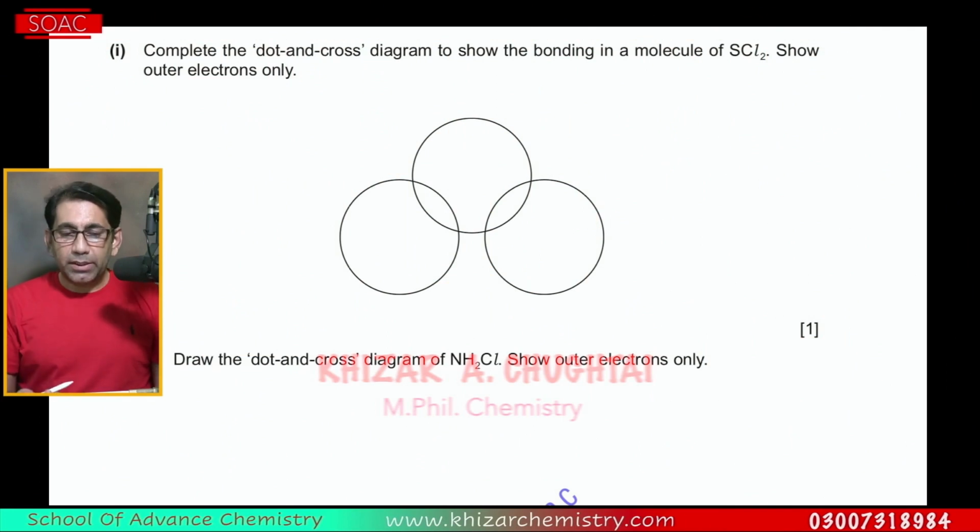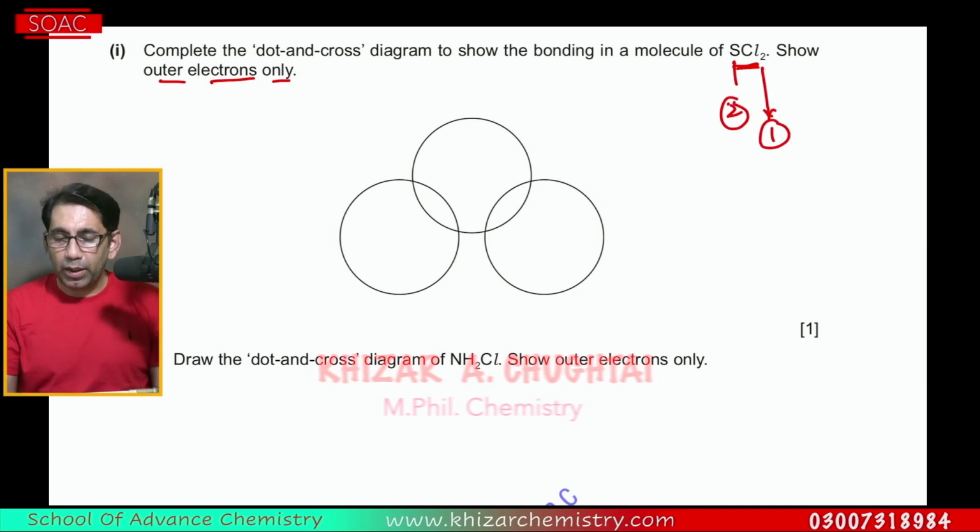Come toward the next question. Complete the dot and cross diagram to show the bonding in a molecule of SCl2. Show outer electrons only. The valency of S is equal to 2. The valency of 1 chlorine is equal to 1.